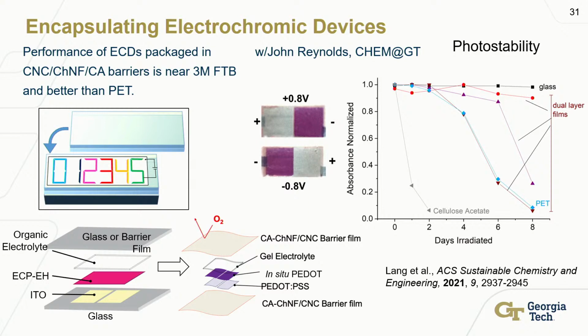But when we take our cellulose acetate and put the chitin cellulose barrier films on them, we get performance that varies depending on the coating we put down, on the thicknesses and the quality of the coating. But it actually performs kind of like PET, and one of them even performed as well as glass on the dual layer chitin cellulose films.